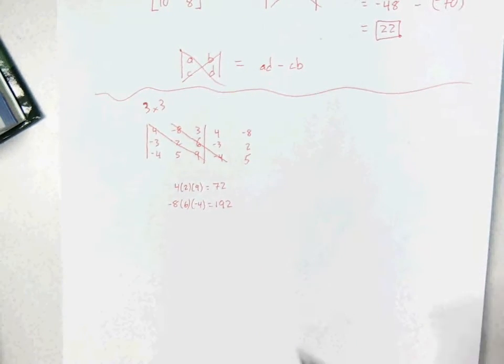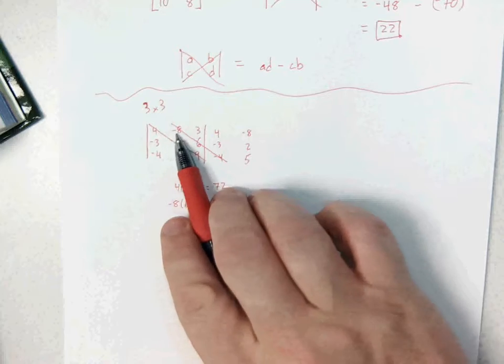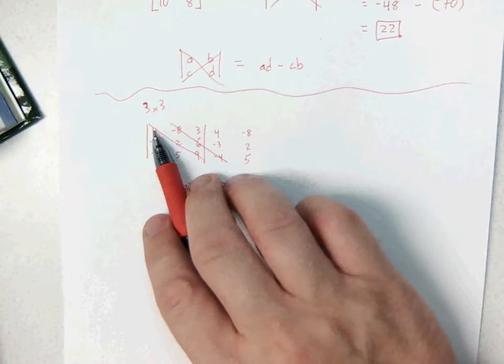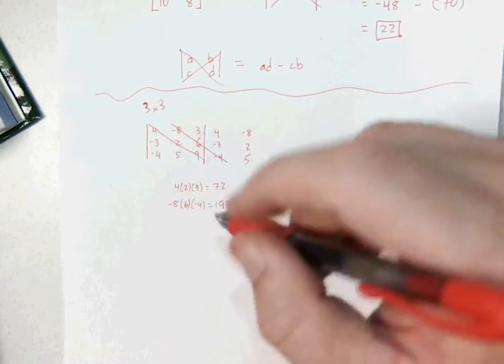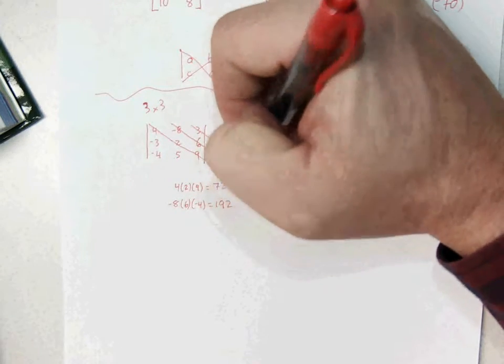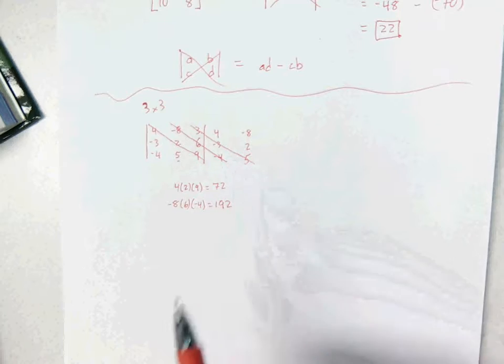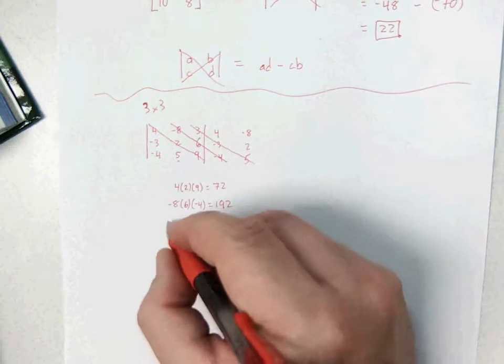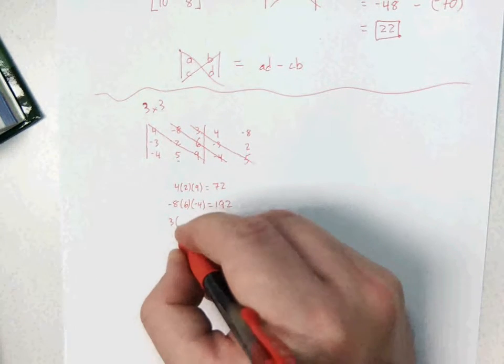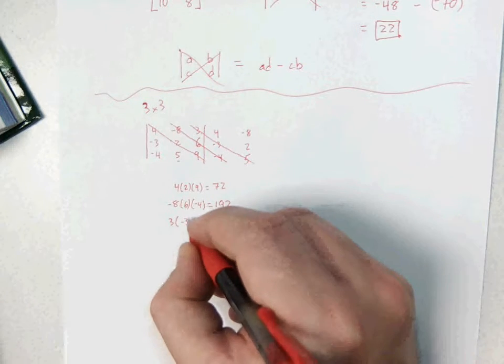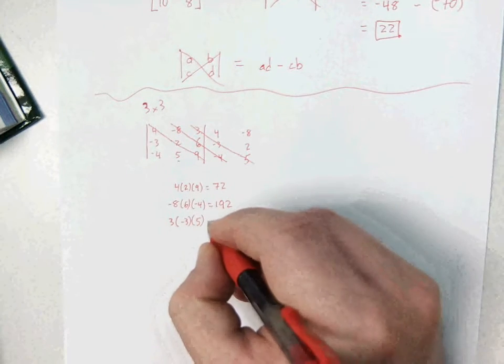And then I have one more. I go until I've exhausted the top row of the determinant. I did 4, I did negative 8, now I have to start with 3. So start with 3 and do that next diagonal. It would have wrapped around to negative 3 and 5, but because I wrote them off to the right, I don't have to wrap it around. So it was a 3, a negative 3, and a 5, which is negative 45.